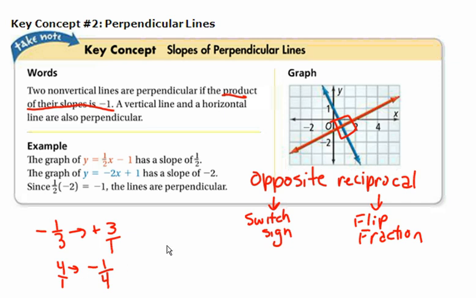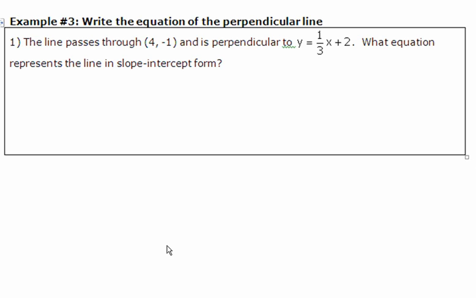So let's use this with an example. This one says the line passes through (4, -1). So I have a point, (4, -1), and it is perpendicular to y equals 1/3 x plus 2. Since it says perpendicular, they do not have the same slope. Since the slope of this line is 1/3, my slope is the opposite reciprocal of that. So remember, perpendicular lines have opposite reciprocal slopes.